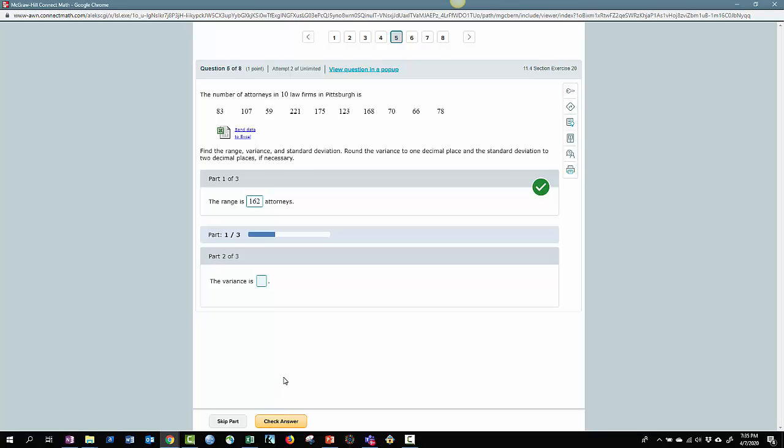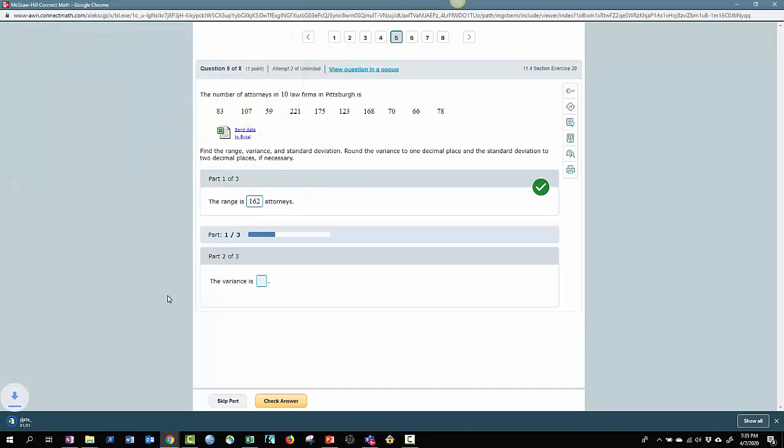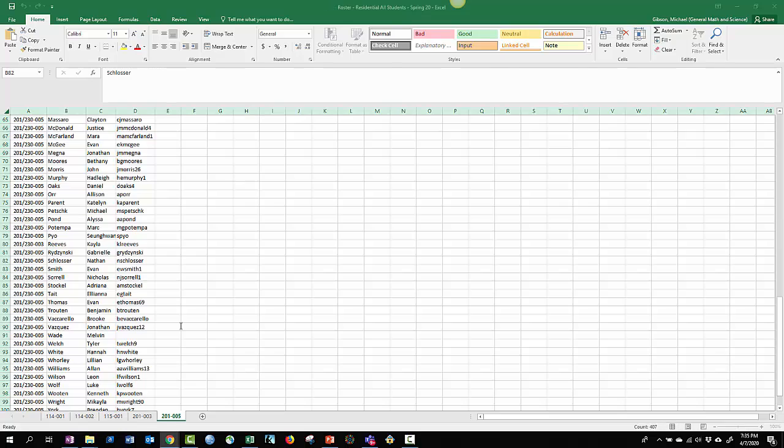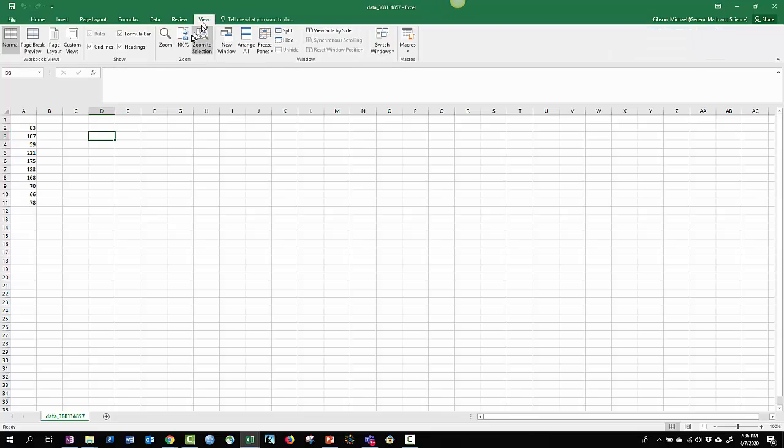Now, to do the variance and then the standard deviation, it's much easier in Excel. So I'm just going to left click on the link here where it says send data to Excel. I like to have mine go into downloads automatically. This is Chrome, so if you have Firefox or something, your download might operate a little differently, but that's pretty much it. There's the data, right? Let me blow the view up here so you can see this a little bit better.